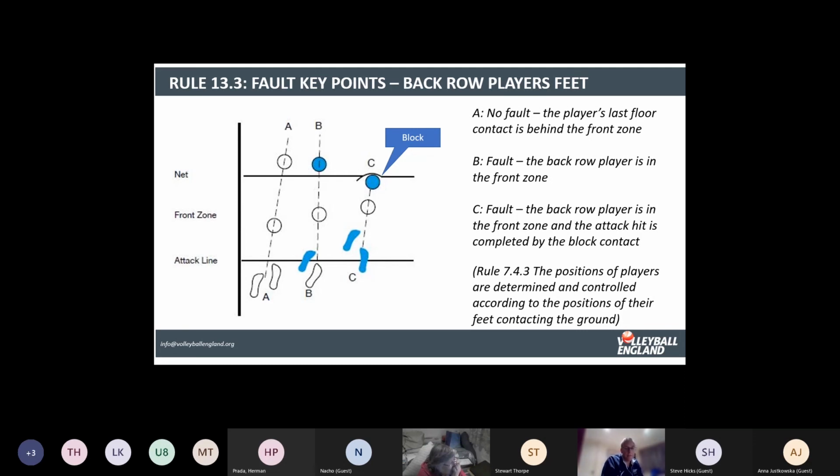Okay, and if we remember back to rule 7.4.3 about the positions of players on the court, their positions are determined and controlled according to the positions of their feet, or the last contact of the foot with the ground. And it's exactly the same situation in determining the player's position in relation to the back row attack.